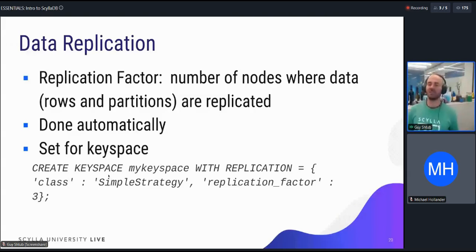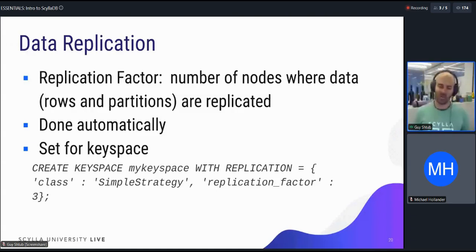And the replication factor is defined by the user, of course, according to your application needs. And once you define the replication factor, the actual replication of the data is done automatically by the system. So you don't have to worry about that. And that setting, the replication factor, is set per keyspace. So in your application, again, depending on your specific use case, you might have more than one keyspace.